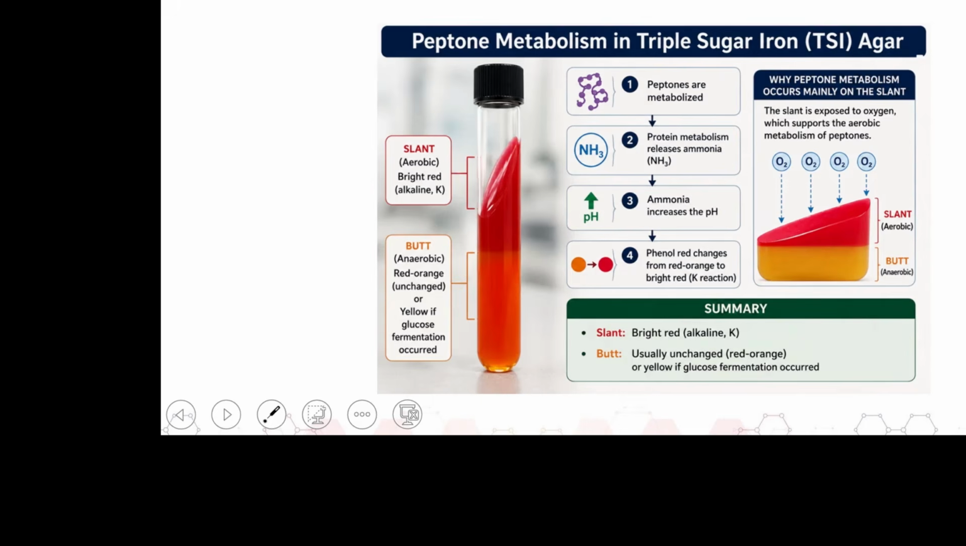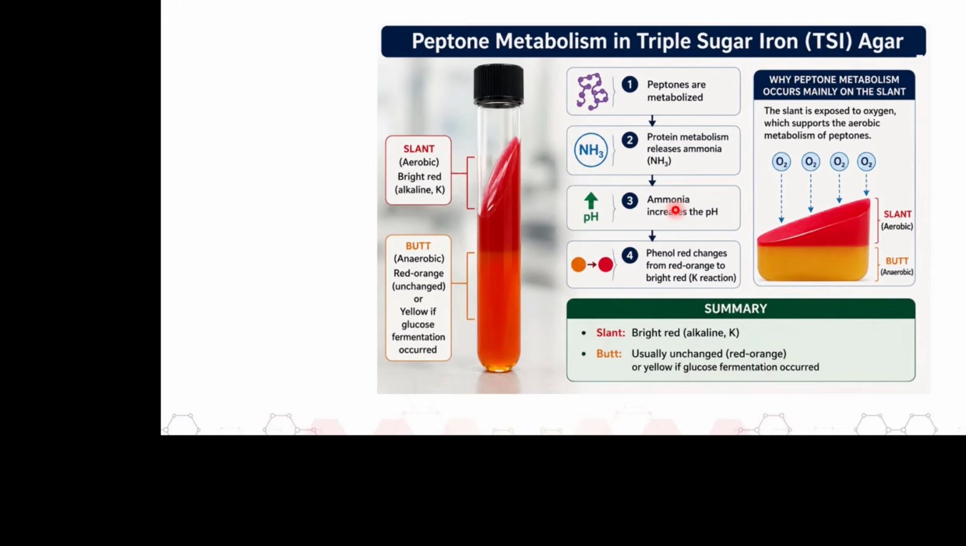and this black color indicates the production of hydrogen sulfide. Let's see what happens when peptone is metabolized. One key piece of information that we have to note is that peptone metabolism occurs mainly on the slant. This is because the slant is well exposed to oxygen to support bacterial aerobic metabolism of peptone. And what you also have to note is that whenever peptone is being metabolized by these bacteria in the aerobic environment, an alkaline byproduct such as ammonia is produced.